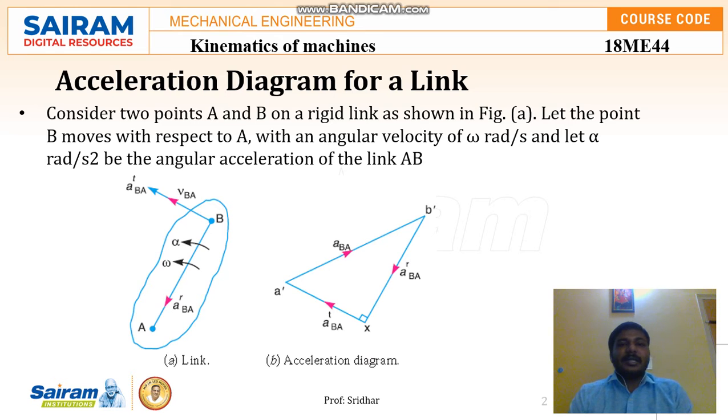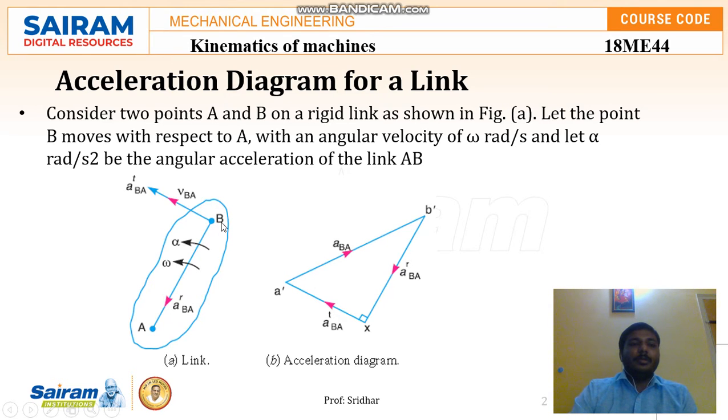Now in this acceleration diagram for the link, we are considering two points A and B on a rigid link, as shown in the figure. Both points are fixed in the form of a rigid link. Now we consider that the point B moves with respect to the point A. Both points A and B lie on a rigid link which has been fixed.